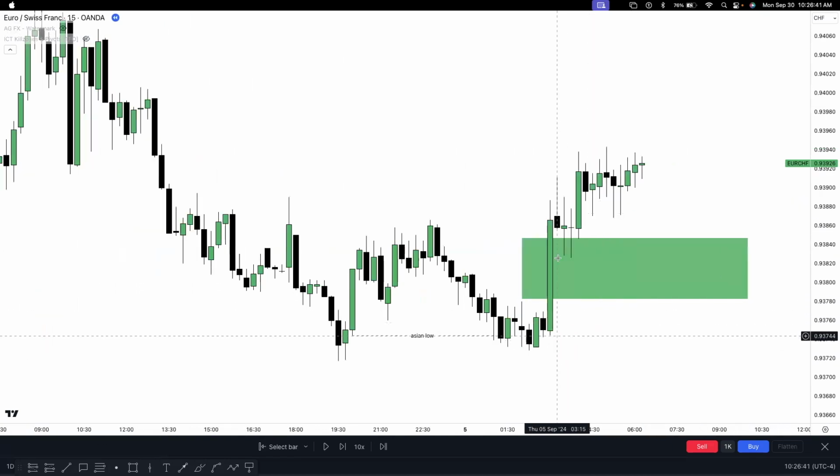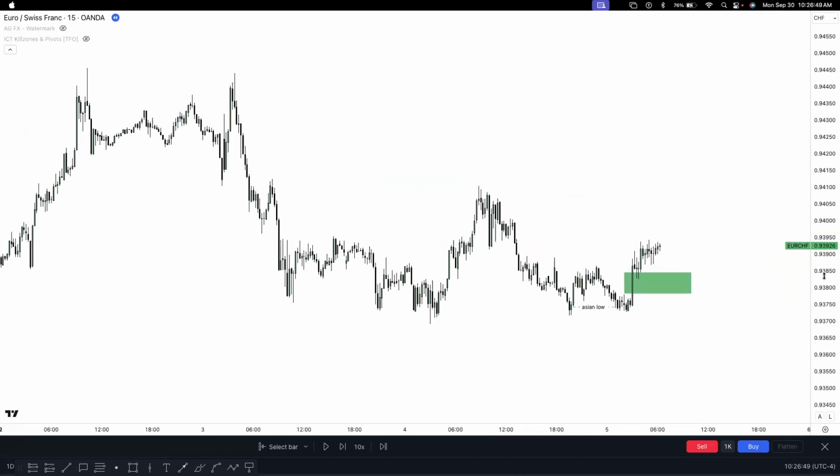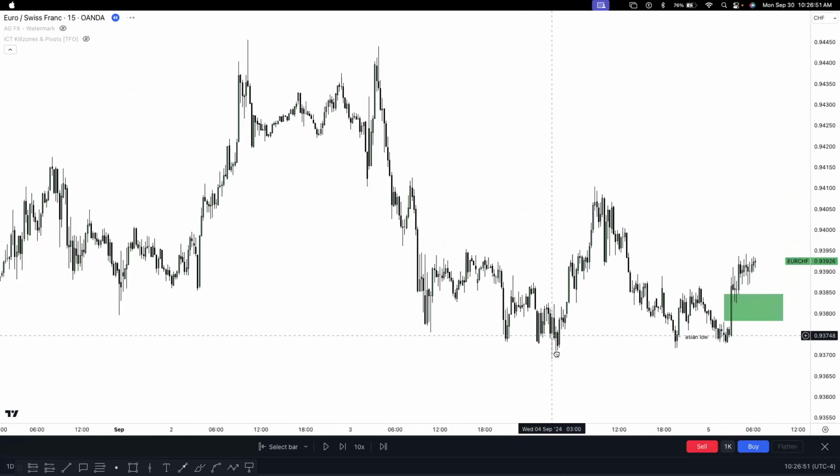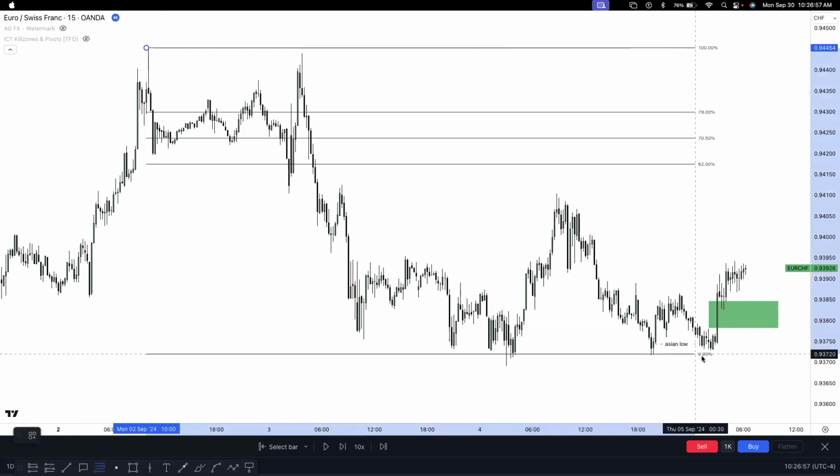After that, we want to see London displacement. Do we see London displacement here out of these nice, strong, up close candles? Yes. Are we in a discount market? Well, let's see, Ron. Let's pull out our fib tool. We're going to identify our last swing high, which was made here, down to our swing low.